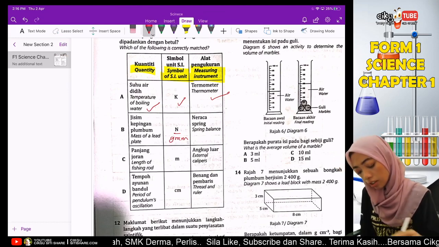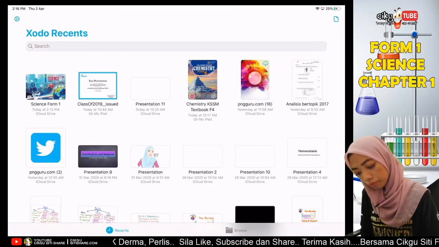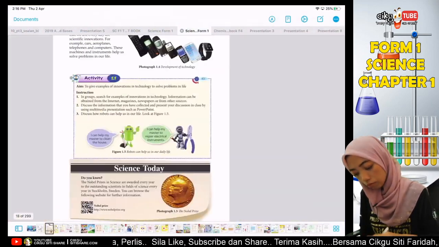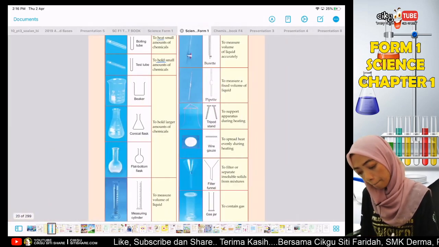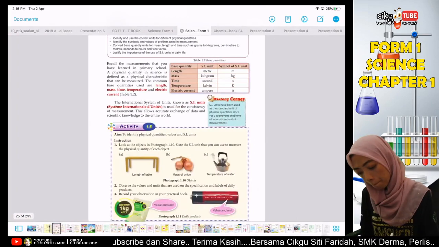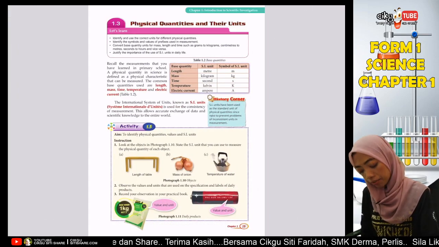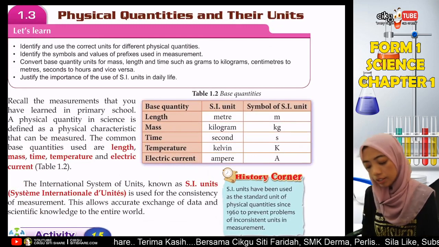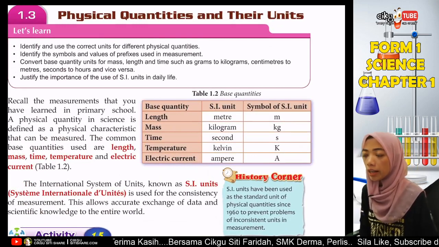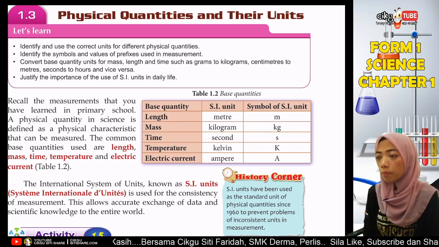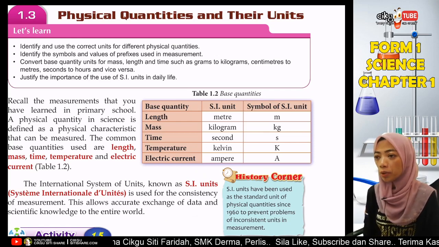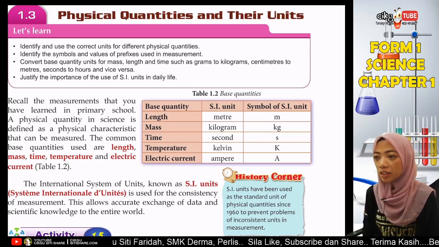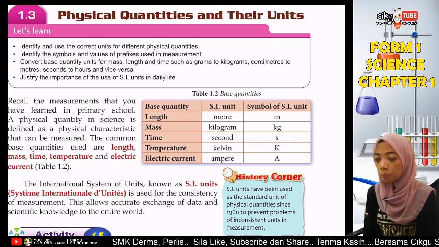Oh, SI unit, I think. Okay, let's look at our textbook. This is on page 15. Okay, this is the base quantity that we need to remember. Length, SI unit meter, M. Mass, kilogram. Time, second, symbol S. Temperature, SI unit Kelvin and symbol K. Electric current, SI unit ampere, symbol A.